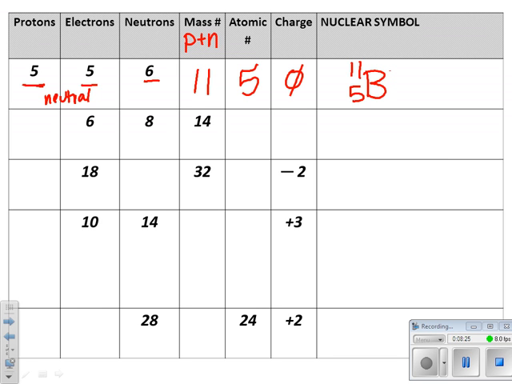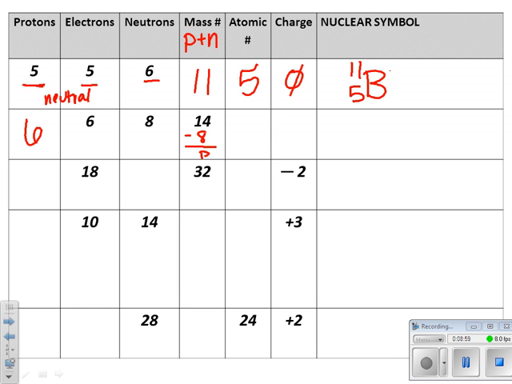All right, the next one, we can see on this one that we are not given protons, so we're going to have to do a little thinking on this one, okay? We do, however, have a mass number of 14 and a neutron number of 8. Well, what is the equation you know? Mass number equals protons plus neutrons. So can we figure out protons? Absolutely. We can take this 14 here and say 14 minus 8 is going to give me my protons. So 14 minus 8 is 6.